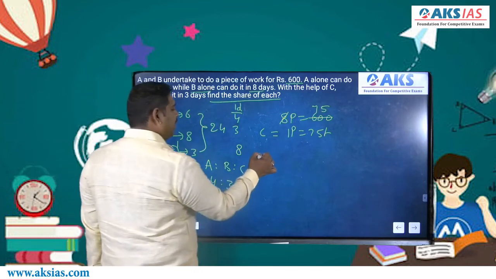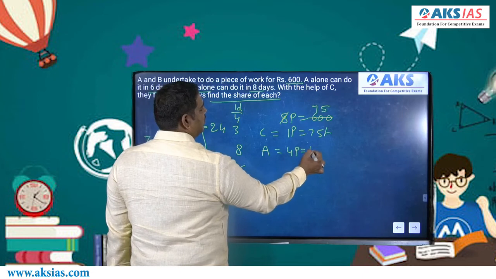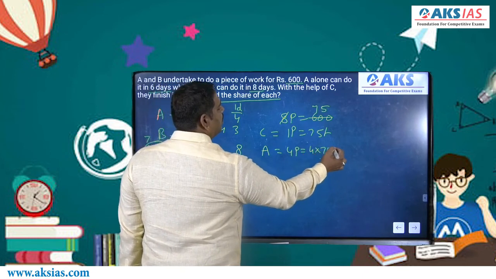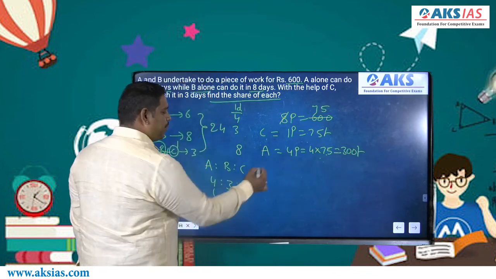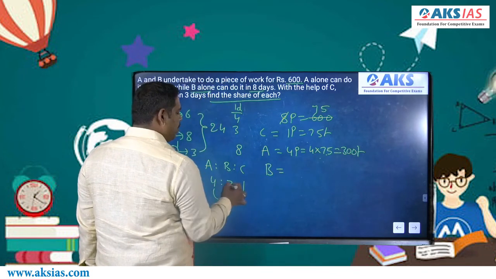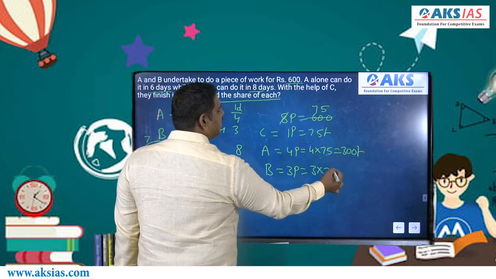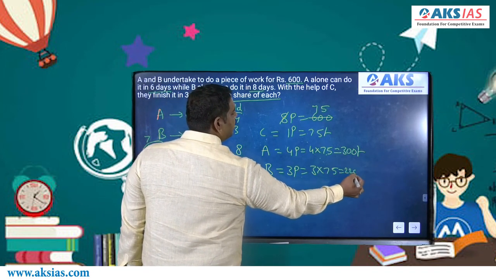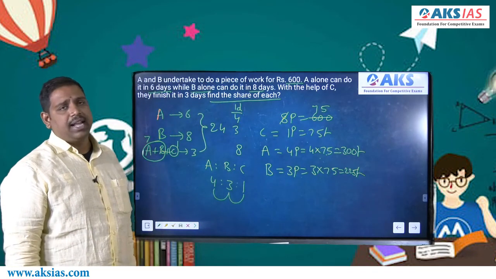Suppose if you want the share of A, share is how many parts? 4 parts. So 4 into 75. 4 into 75 is how much? 300. That means A share is 300 rupees. If you want the share of B, share is how many parts? 3 parts, right? So 3 into 75. 75 3s are 225 rupees, right? So that is the share of each and every one. Like this we can work out.